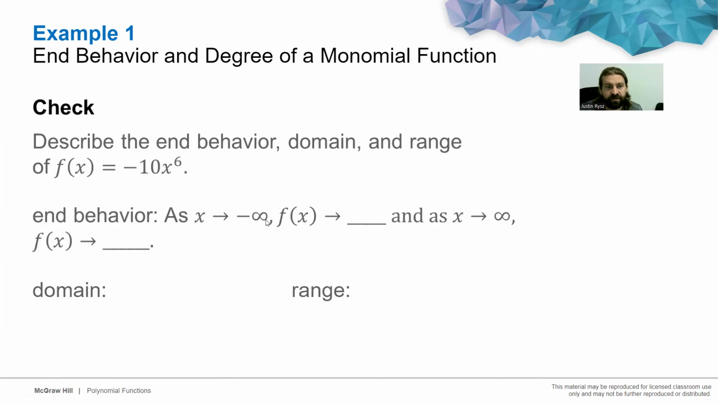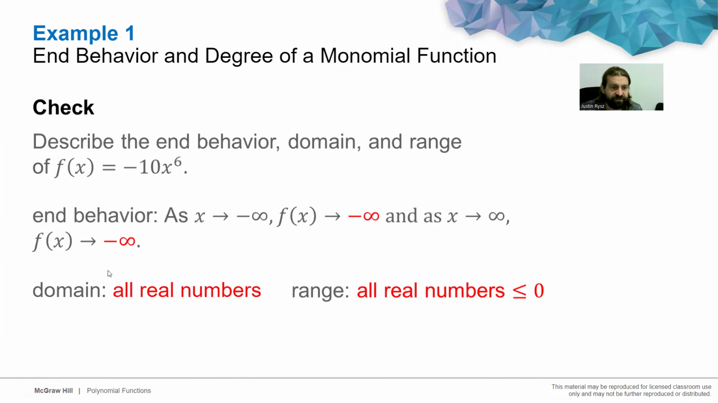Okay, try this one on your own. All right, since we have a negative leading coefficient and an even degree, we're going to start down at the bottom and end at the bottom. The domain will be all real numbers, but the range would be all numbers less than or equal to 0.